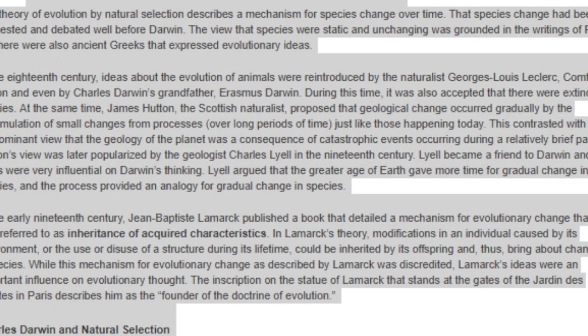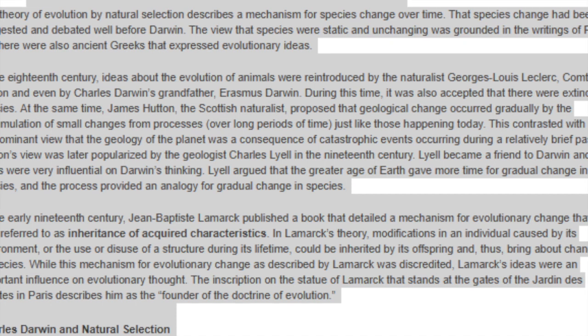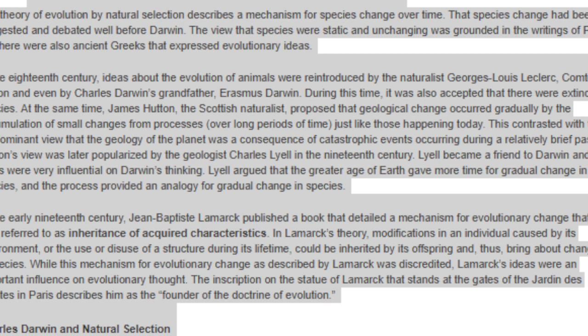The theory of evolution by natural selection describes a mechanism for species change over time. That species change had been suggested and debated well before Darwin. The view that species were static and unchanging was grounded in the writings of Plato, yet there were also ancient Greeks that expressed evolutionary ideas.